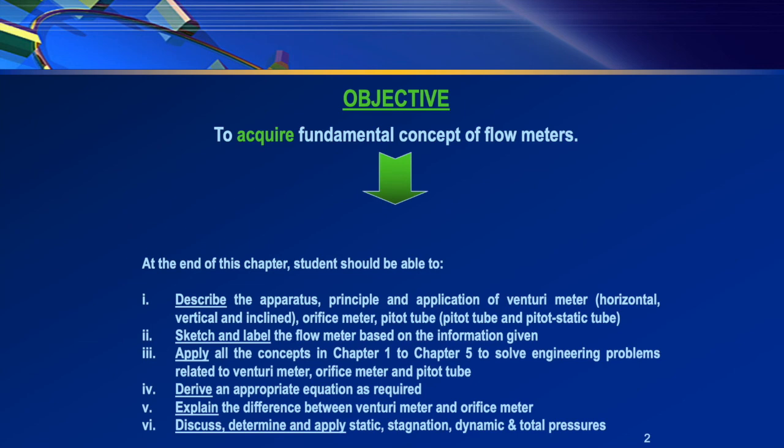And last is to discuss, determine and apply static, stagnation, dynamic and total pressure. This is more on the pitot tube, because in the pitot tube we have static pressure, stagnation pressure, and the last one is dynamic pressure. After that, you will calculate the total pressure. So basically, all of this is based on chapter 5, and sometimes you will require chapter 2 in order to solve chapter 5.